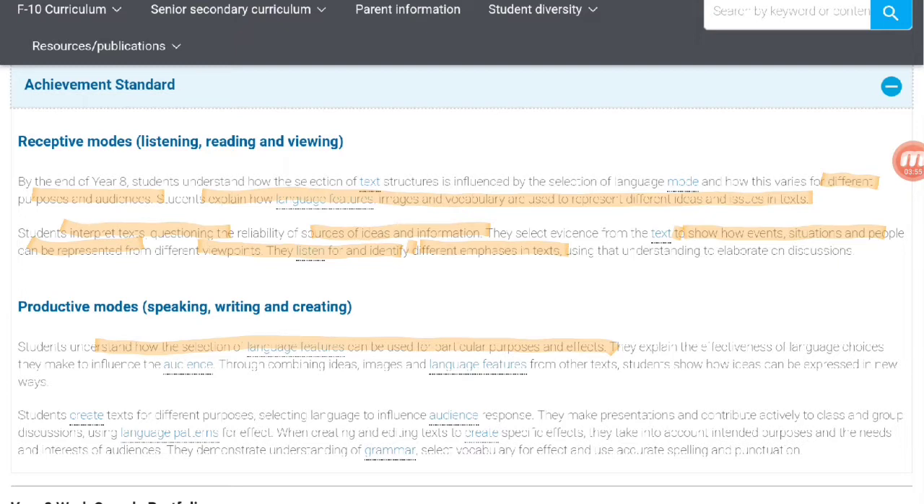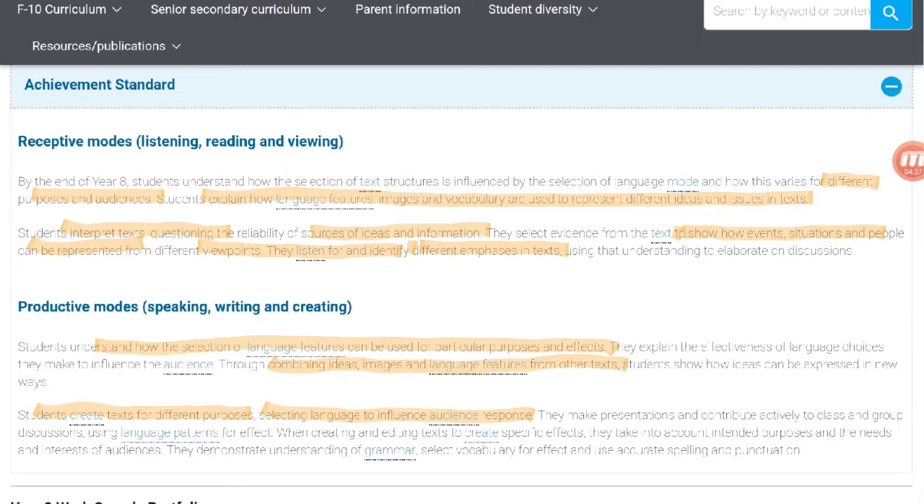And they will be, well, let's look at this, combining ideas, images, and language features from other texts. Yes, they're referring to the short stories, and they'll be incorporating quotes from those texts to show how ideas can be expressed. Students are creating texts, and they are selecting language to influence the audience response. They make presentations. Well, in this case, it's a rationale. And we're not really assessing the active participation in class.